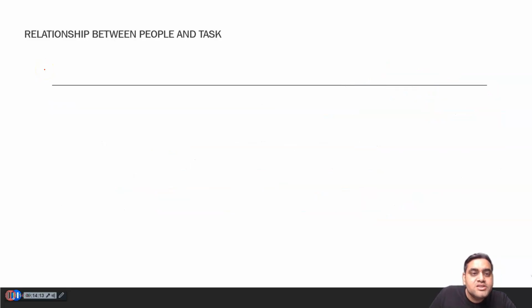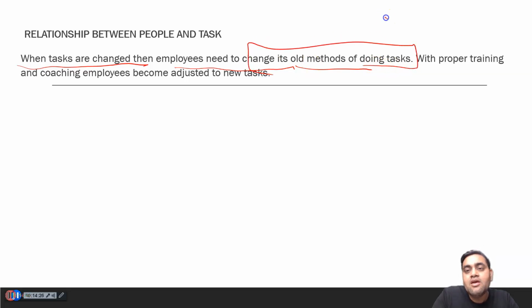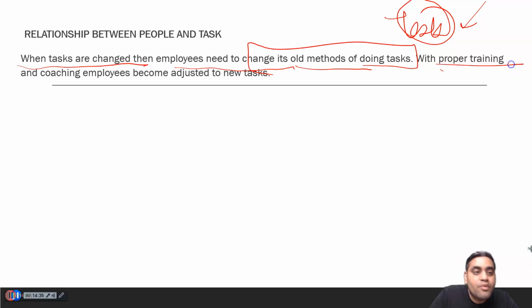Moving on to the relationships. The first relationship we'll be talking about is the relationship between people and task. It is important to understand that when tasks are changed, the employee needs to change their old method of doing tasks. Whenever a new task is coming up, the employee needs to adapt. They need to understand what the new task is. They need to get proper training also. They need certain kind of coaching from other employees also, so that they can adjust to the new task. So obviously, if there is any change in task, the people need to adapt.